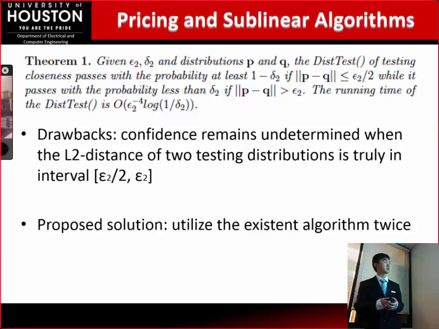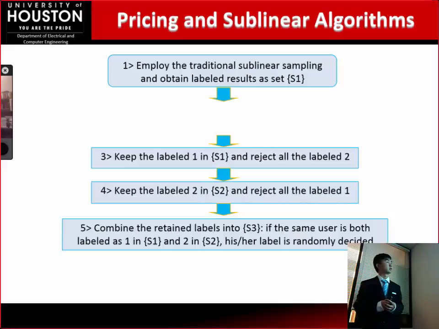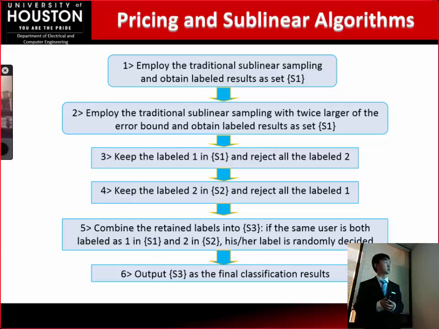So I propose a solution to utilize the existing algorithm twice, but in a different manner. First, I employ the traditional sublinear algorithm and obtain the result as S1, which contains 1 and 0 for cluster 1 and cluster 2. Then I employ the traditional sublinear algorithm again with a larger error bound and obtain the label result as S2. We keep the label 1 in S1, and we keep the label 2 in S2.